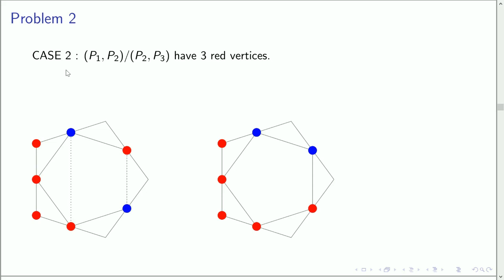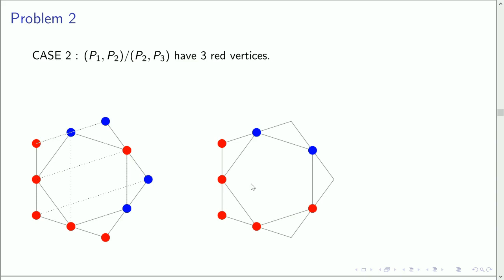So now what? Okay, now you look at the lines parallel to these 2 red points here. So this one and this one. This one cannot be red, otherwise this will be cyclic. Again, this cannot be red because then this will be cyclic. So these 2 are blue, and now this last point is forced to be red.